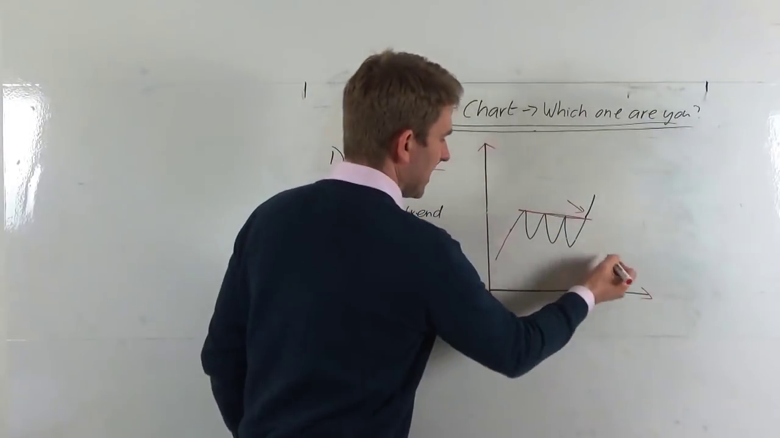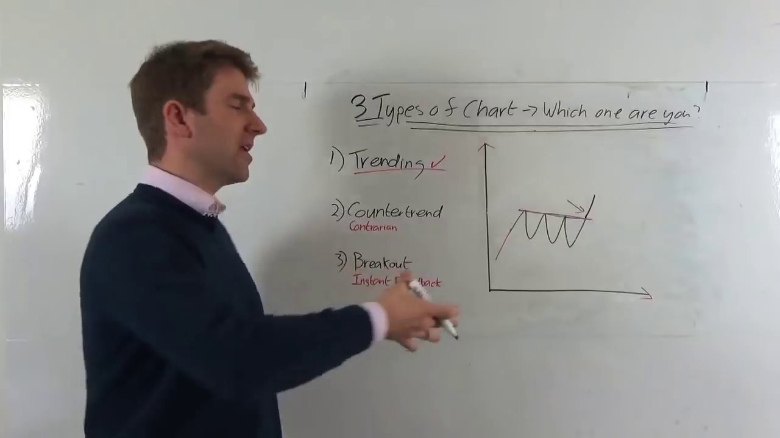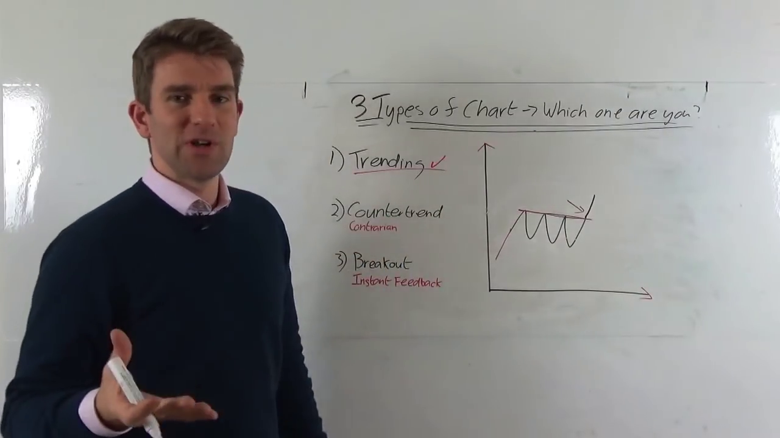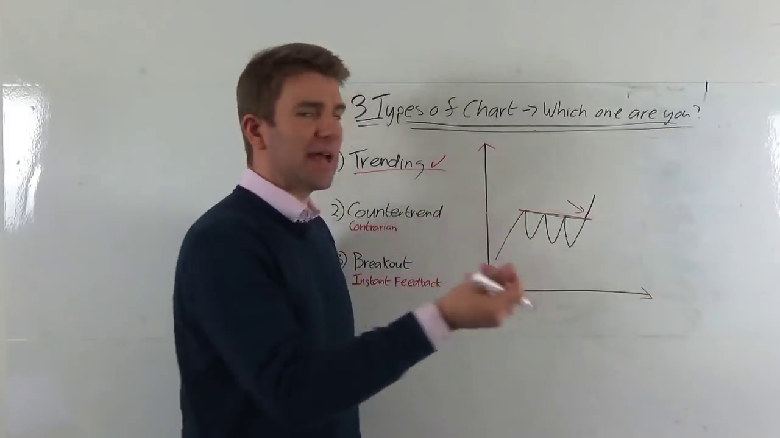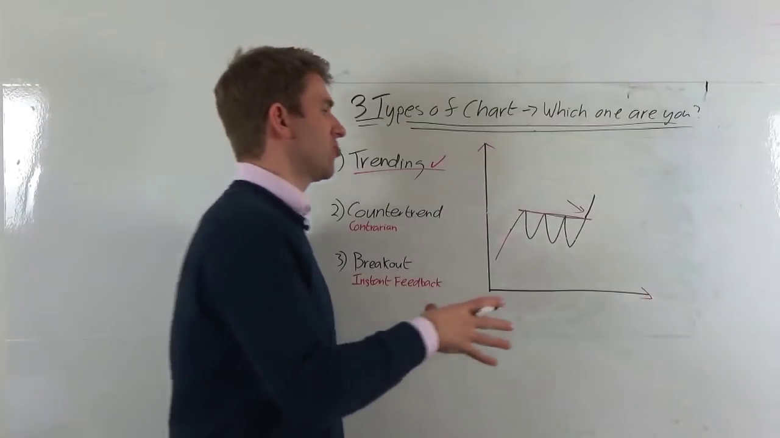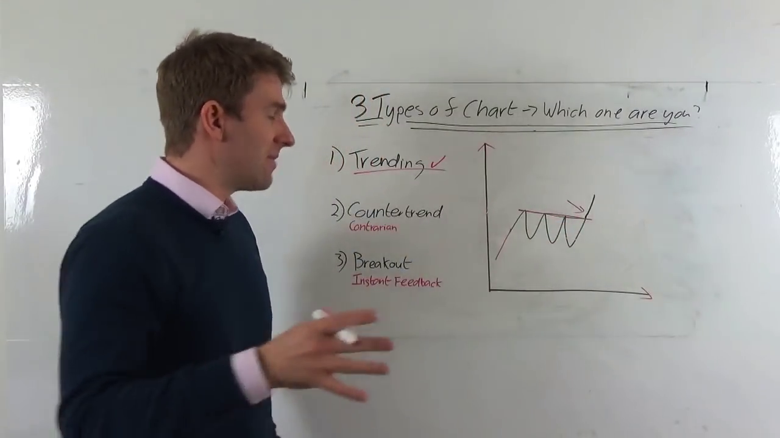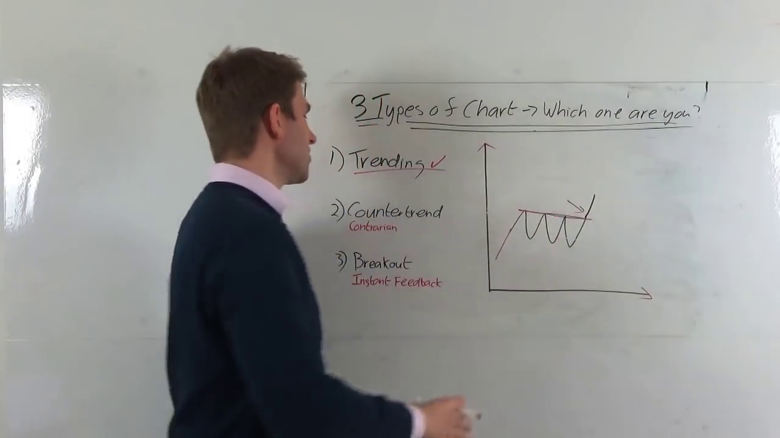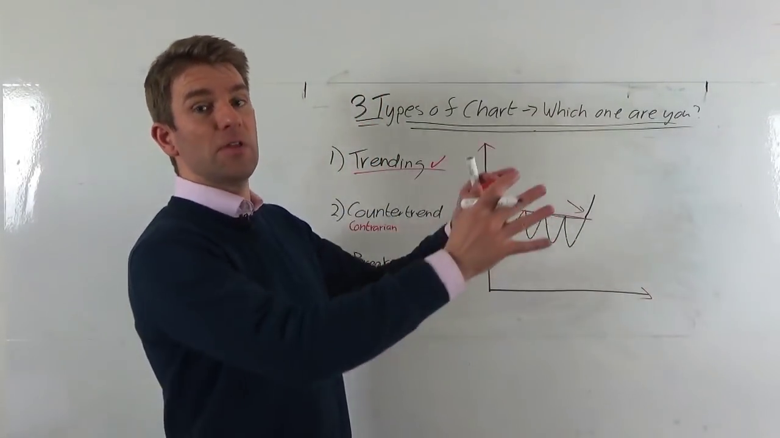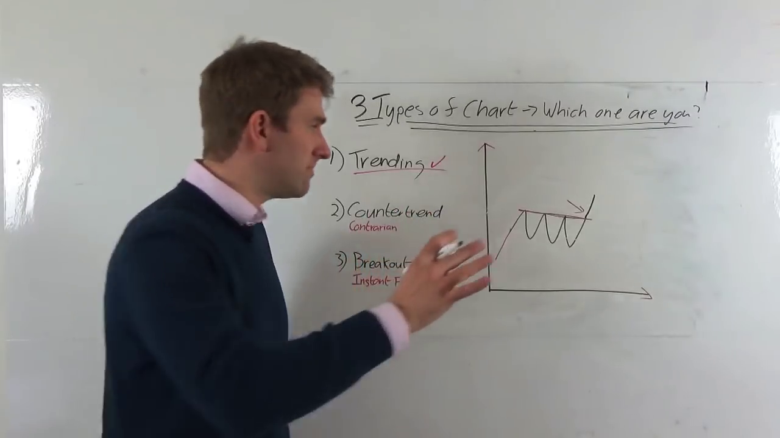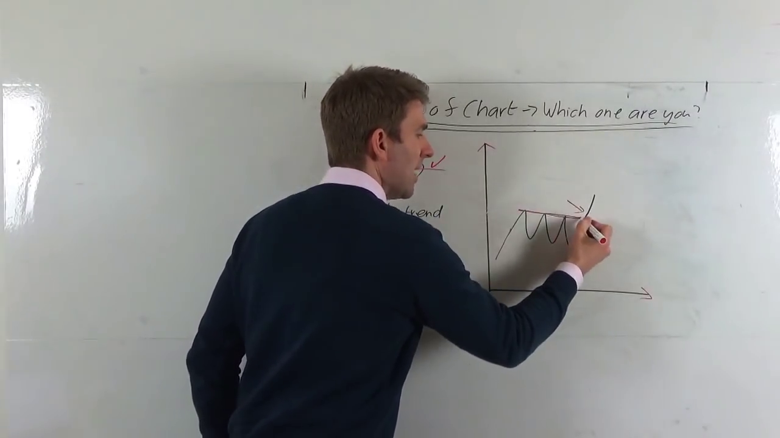Yeah, sure, you can take a breakout to the downside, but that's probably going to be more in your counter trend situation. And counter trend breakouts are a bit of a tricky one, if I'm honest. You're better off taking a breakout, generally speaking, in the direction of the flow. So you've got the supply demand shifting in one direction.